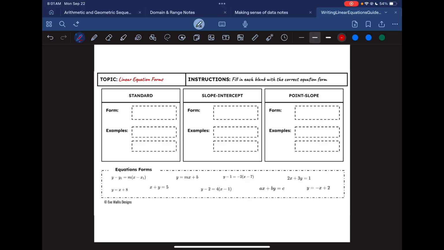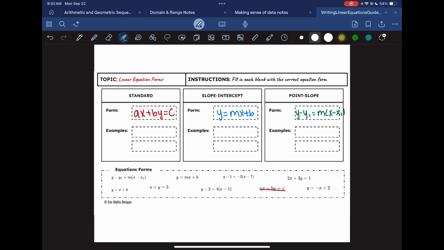All right, now we'll get into some example equations. We know that standard form is written as ax plus by equals c, where a, b, and c are non-zero values. And then our slope-intercept form is y equals mx plus b. And our point-slope form is y minus y1 equals m times x minus x1.